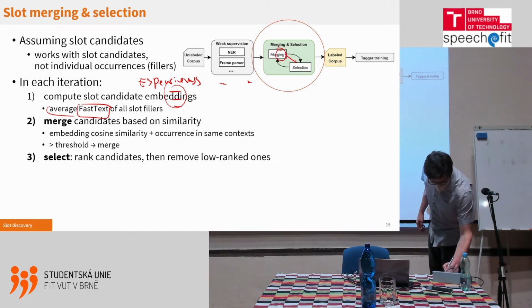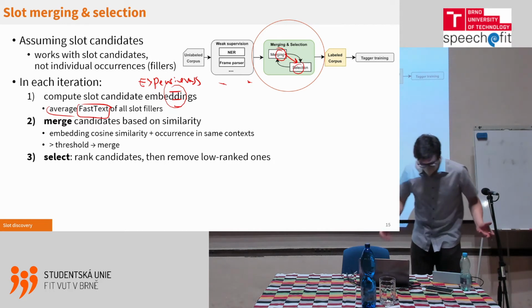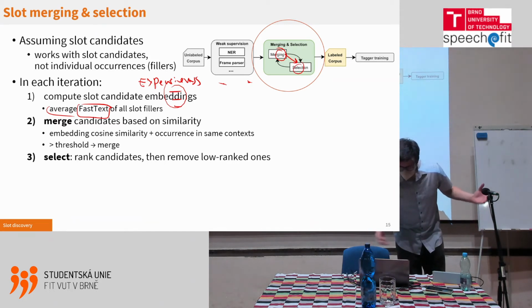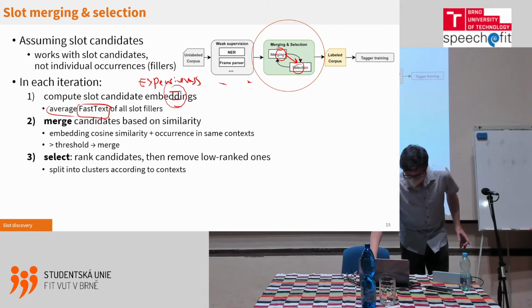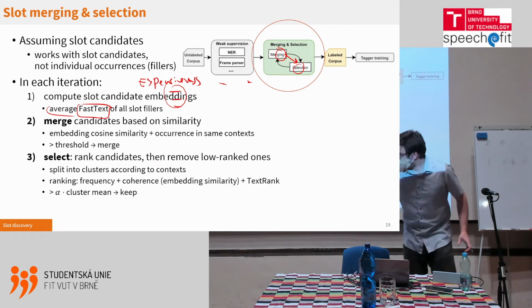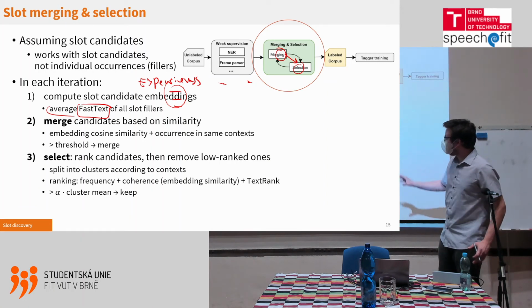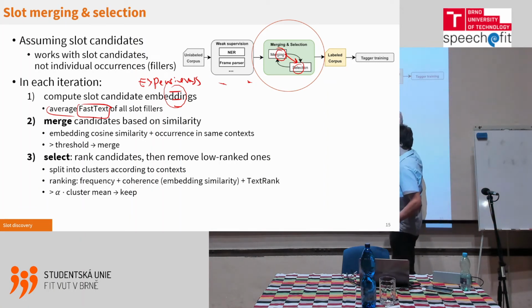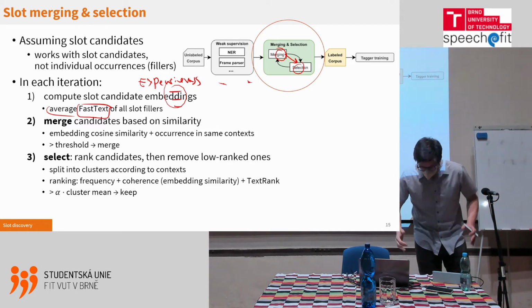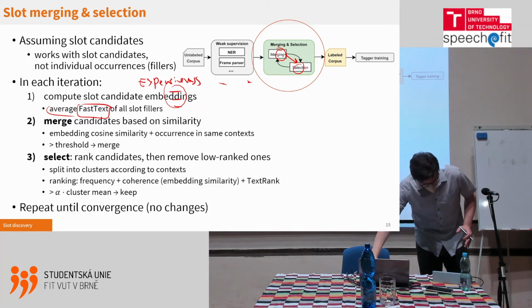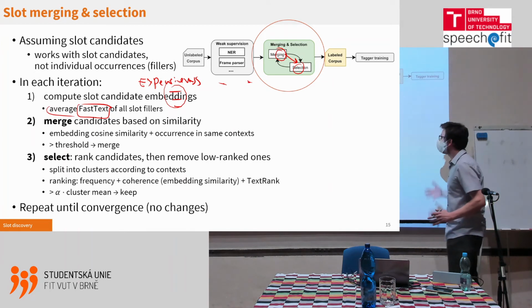And then we just select the ones that are relevant for our domain. I mean, probably not that important to go into the process, but the idea is just that we have a few criteria based on which we rank the individual merged candidates, and we just discard the ones that are not so interesting. So we do this, and we repeat that.